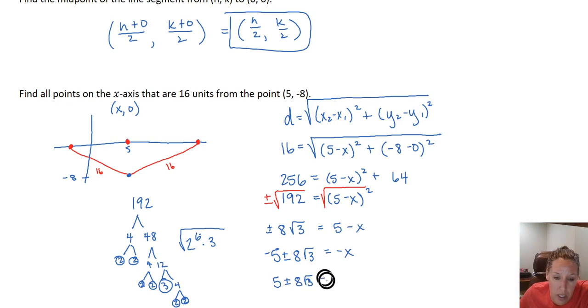And so we get that those two possibilities are going to be, this one's going to be at 5 plus 8 square roots of 3, 0. And this point is going to be at 5 minus 8 square roots of 3, 0.